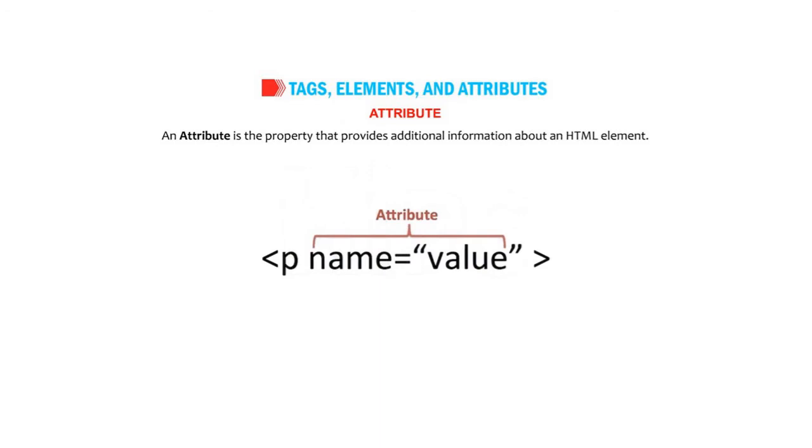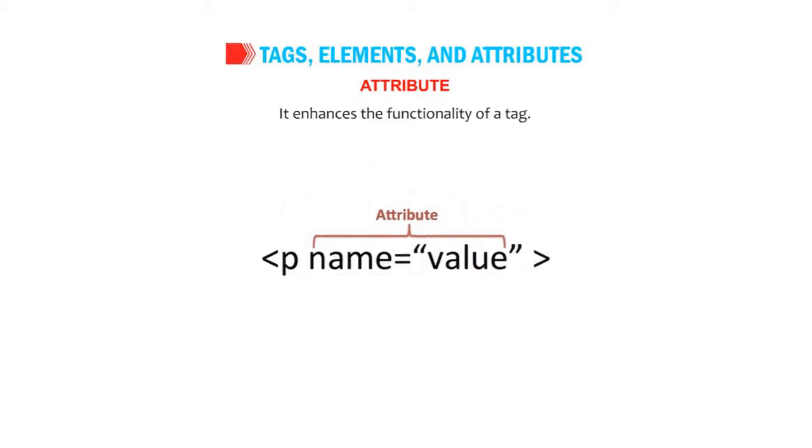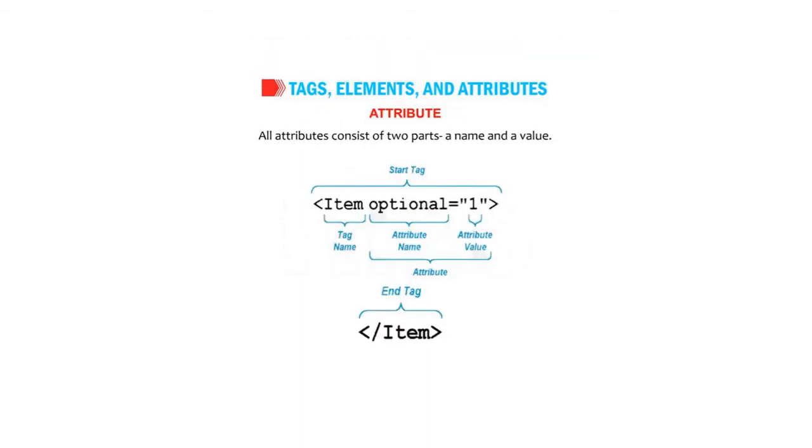Next one is attribute. An attribute is the property that provides additional information about an HTML element. It enhances the functionality of a tag. An attribute is always specified inside the opening tag. All attributes consist of two parts, a name and a value. The name is the property that you want to set and the value is what you want for the respective property. Attribute value is always enclosed within quotes.